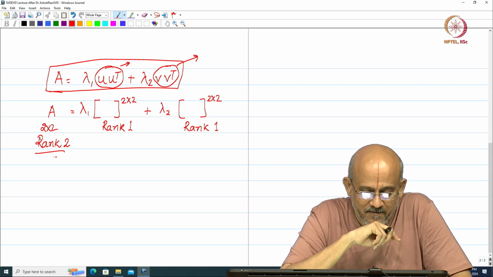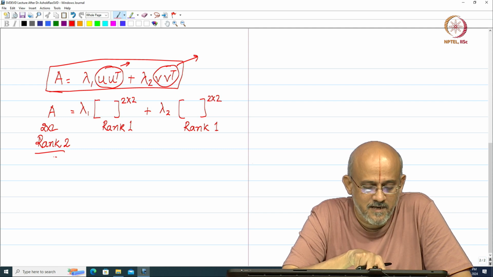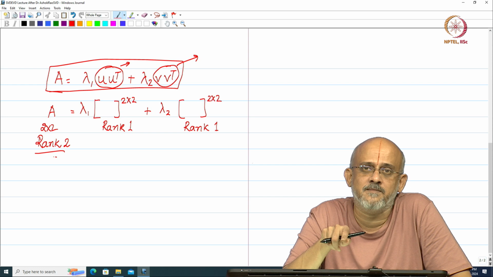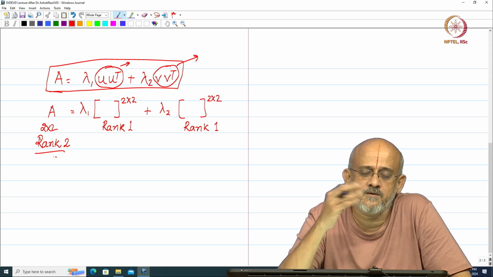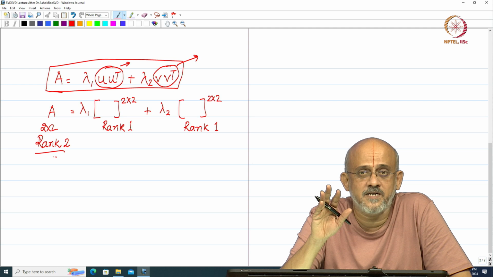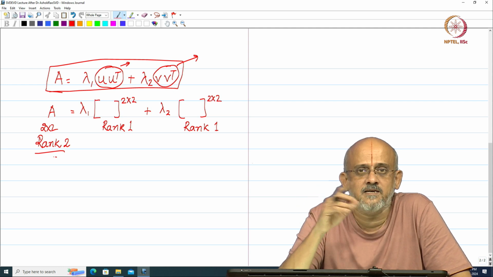So what we have here is a way of generating square matrices where U and V are of the same dimension. U is a 2 component vector, V is a 2 component vector, and lambda 1 is a scalar. Based on different scalars, as you change the value of the scalar, the matrix A changes.